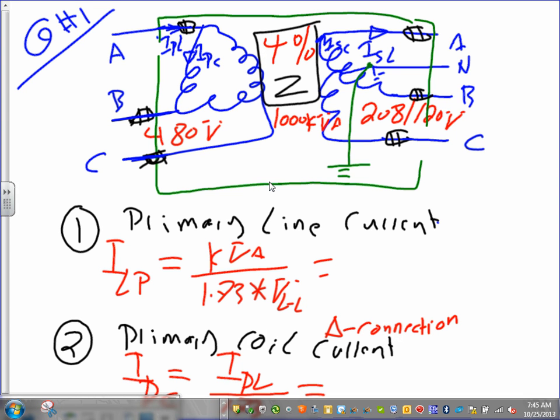Here's what we have, guys. Very easy, very simple. A delta-Y transformer with a primary 480 three-phase delta. The secondary is 4-wire Y solidly grounded. The size of this transformer is 1,000 kVA. The primary is 480, the secondary 208, and Z is the impedance. We call it the impedance.